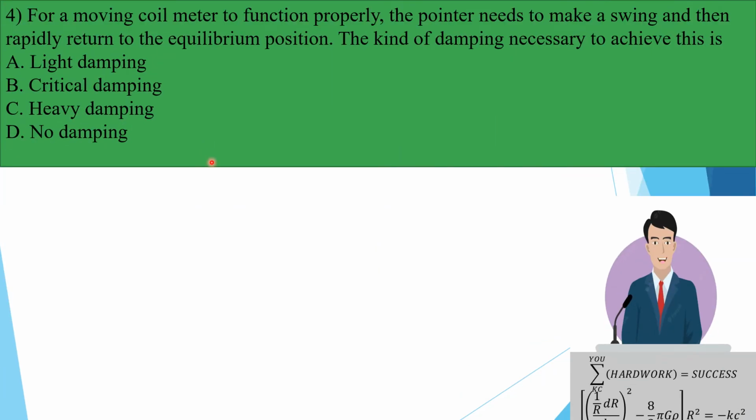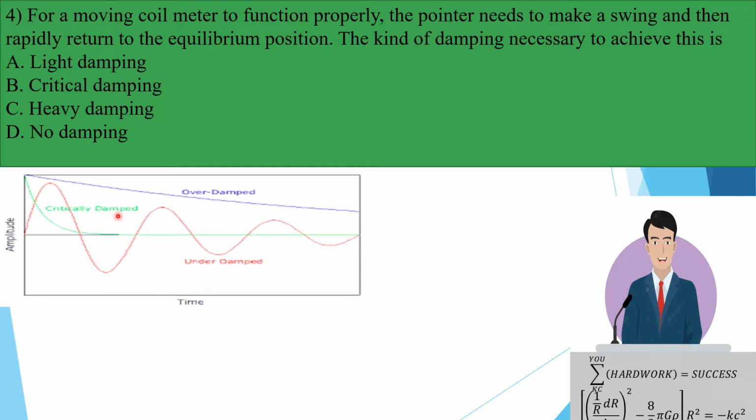Okay, so we are on question 4. For a moving coil meter to function properly, the pointer needs to make a swing and then rapidly return to the equilibrium position. The kind of damping necessary to achieve this is... All right, so very quickly, devices that work on that require pointers to make measurements, you really want your pointer to return back to the equilibrium position as quickly as possible, right?